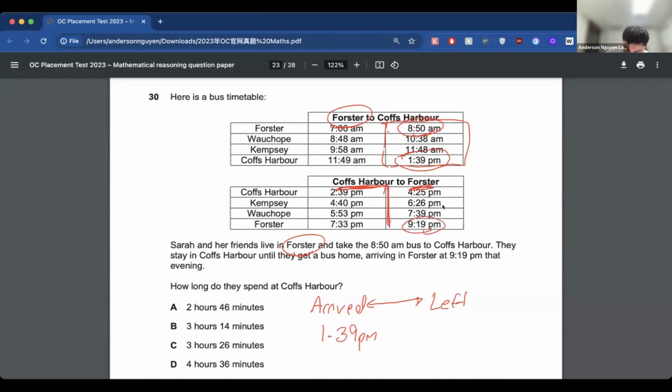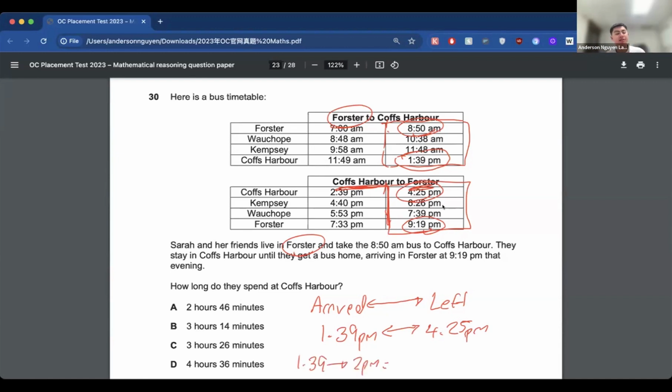So it means you're looking at this portion of the table. So since they got home at 9:19, we need to see what time they would have started at Coffs Harbour, which is 4:25. Okay. So now you just need to work out the amount of hours and minutes between these 2 times when they arrived and left. Right. So from 1:39 to 4:25, what you could do is work out 1:39 to 2 p.m.